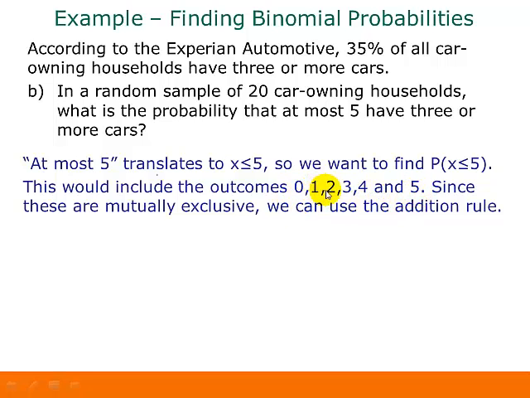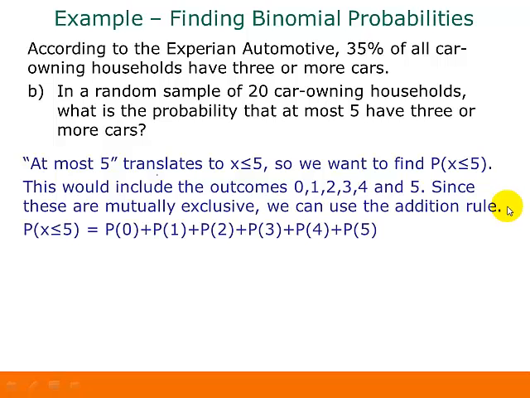Now all these different outcomes are mutually exclusive because we can't have both happening. We cannot have 2 of them happening at the same time. So we can use the addition rule that we learned in Chapter 5. That means that the probability that x is less than or equal to 5 is the same as the probabilities of each individual value all added together.